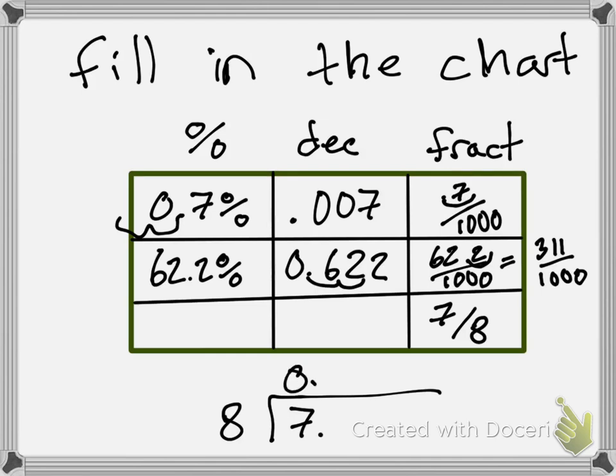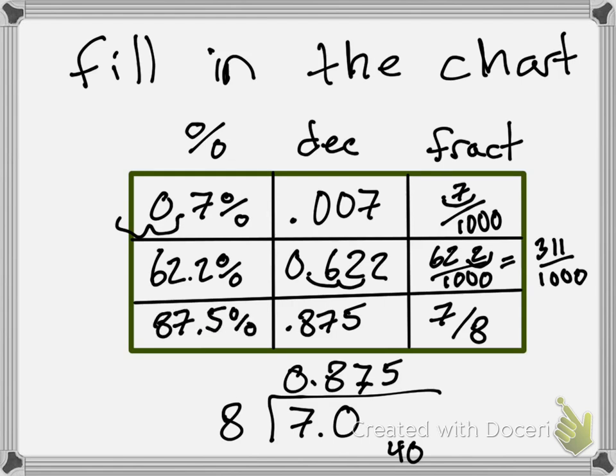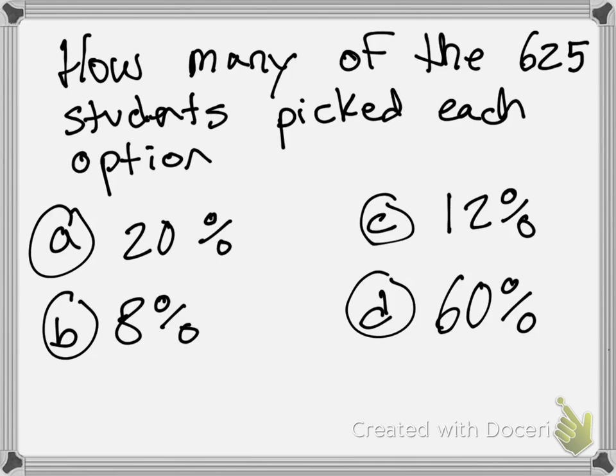7 divided by 8, it goes in 0 times here. 70, it goes in 8 times. And that's how we get 64. We minus it. Now we have 6. And then we have 6, we bring down our 0. It goes in 7 times. That's 56. So then we have 4 left over. We bring down our next 0. 8 goes into 40 5 times evenly. So we get 0.875. And as a percent, we just move our decimal over. We get 87.5%. Excellent.